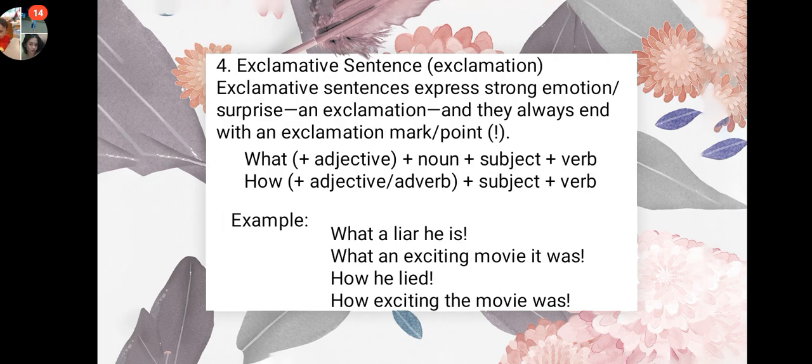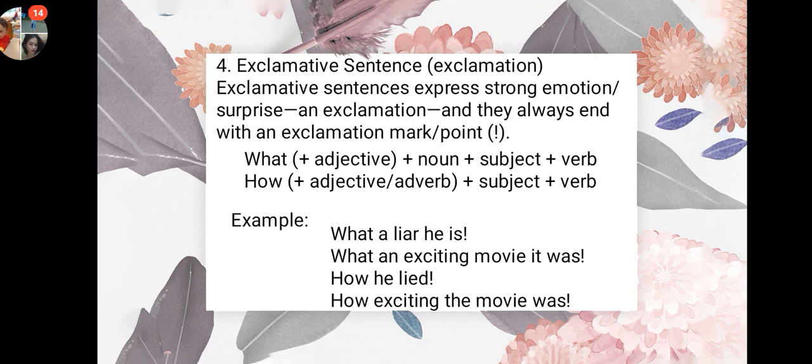The next one is the exclamative sentence, or exclamation. It expresses strong emotion or surprise, and it always ends with an exclamation mark or point. For example, what a liar he is! What an exciting movie it was! How he lied! How exciting the movie was!